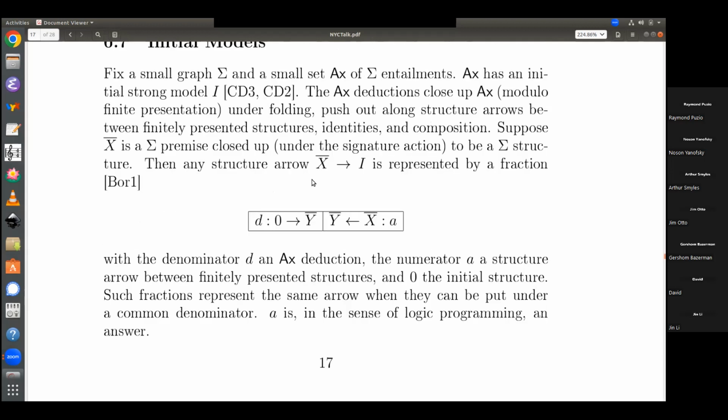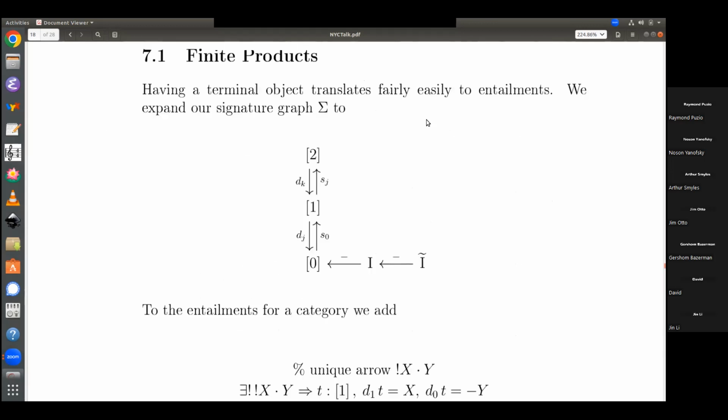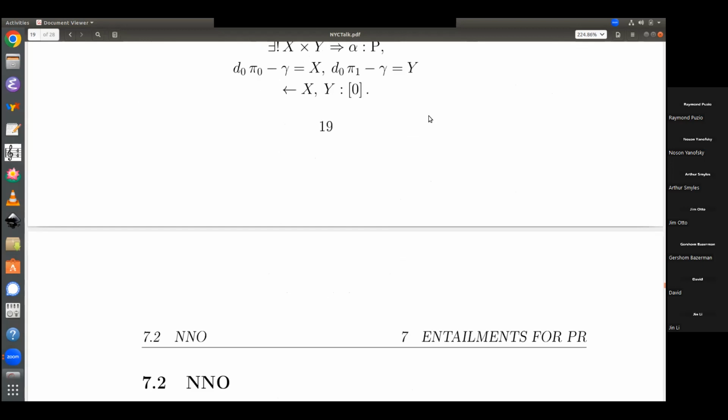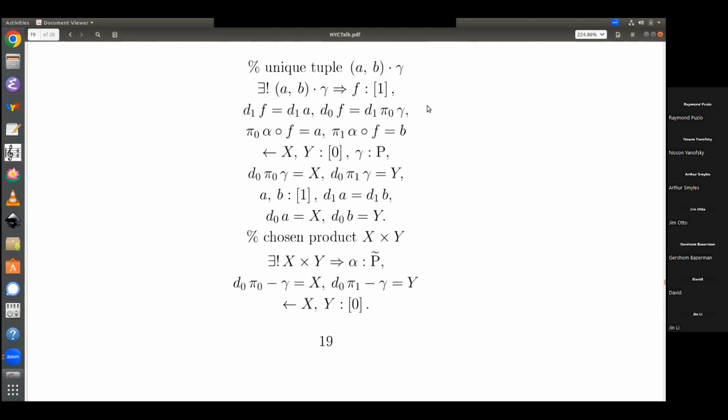you can actually say what the initial model is, and that if you had a structure presented by a premise, you can represent this map by a fraction like this, where this is a deduction, and this is a finitely presented structure arrow, thinking of answering this query. And then two of these represent the same arrow when they can be put over a common denominator. Okay, I assume my time is up. But this is what additional entailments for a primitive recursion look like.